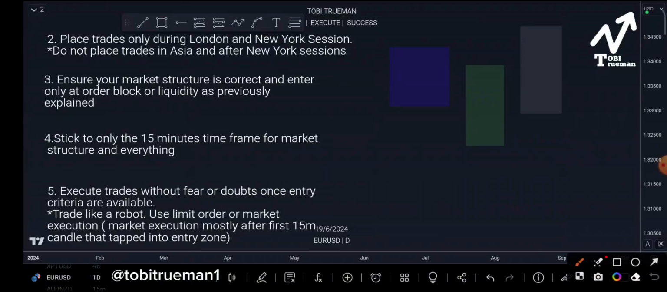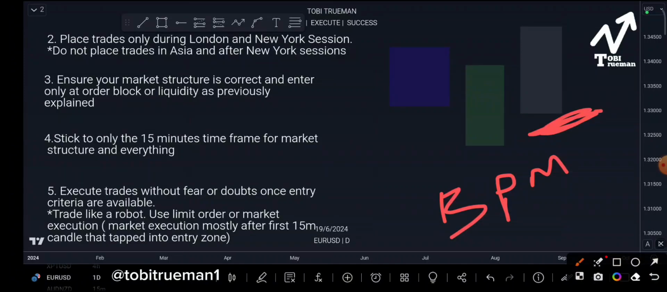Once the time is 5 p.m. in Nigeria time, that's after this New York session, it's not recommended to trade even if there's any opportunity, because there's high probability that our entry model will not work. It will just invalidate. We have to stick with the rules, okay?